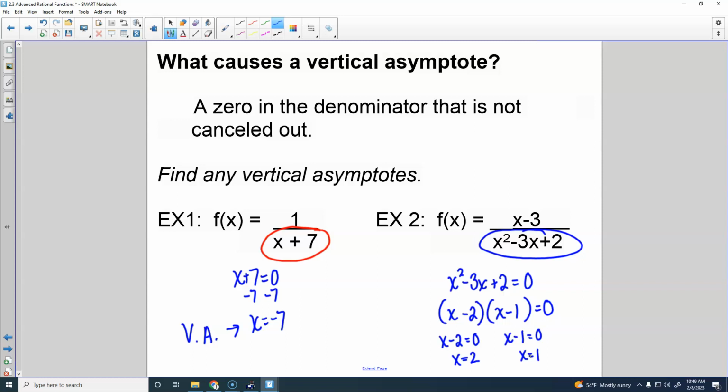Okay. These are both going to be vertical asymptotes. We'll talk a little bit more about holes in a second. So we'll have vertical asymptotes at both places.